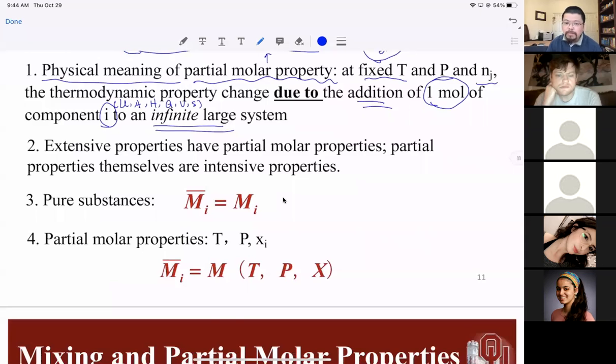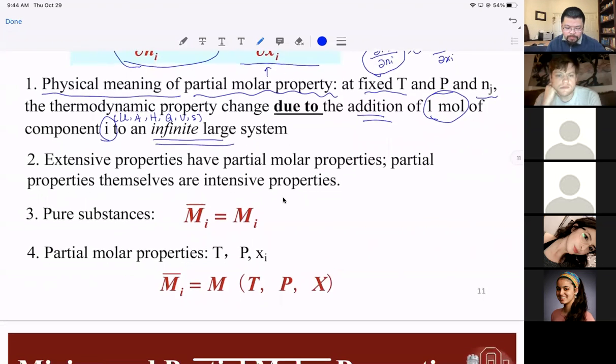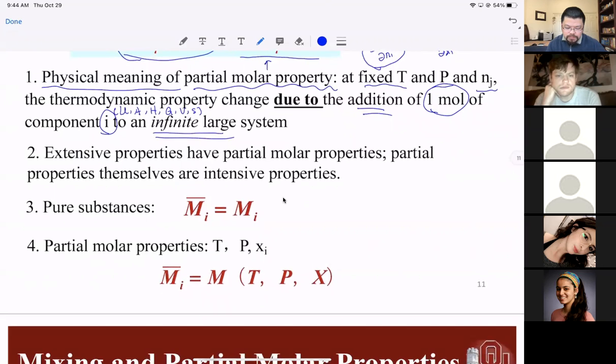Dr. Hong, can you explain the difference between M̄i equal Mi? For a pure substance, I understand they're the same, but how can a pure substance, the i indicates that there are different species, right? Yeah, you're right. It's a little bit weird, but it makes sense that we always start the discussion from the mixture, right? So in the mixture, we have to have this i to distinguish one from the other.